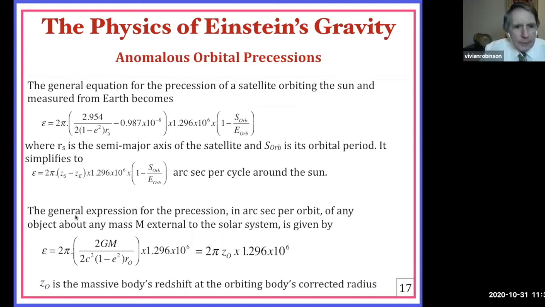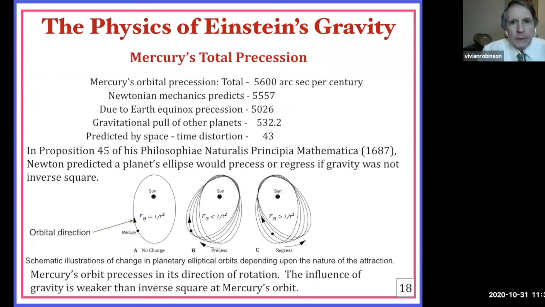The general expression for the precession in arcseconds per orbit of any object about any mass m external to the solar system is given by epsilon equals 2 pi times 2gm over 2c squared times 1 minus e squared r naught. These terms have the usual value, and that's of course multiplied by 1.296 times 10 to the 6. And that's just 2 pi times the redshift at the body's corrected radius multiplied by 1.29 times 10 to the 6. Now is a good time to have a closer look at the predictions of Mercury's orbit.